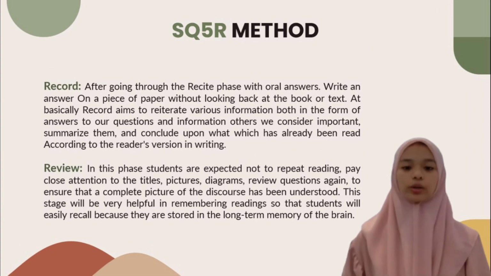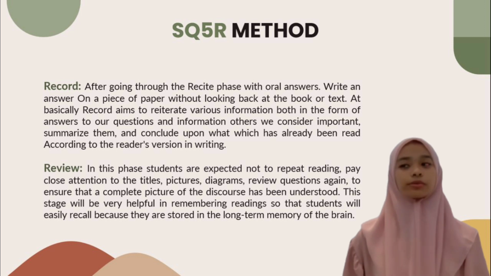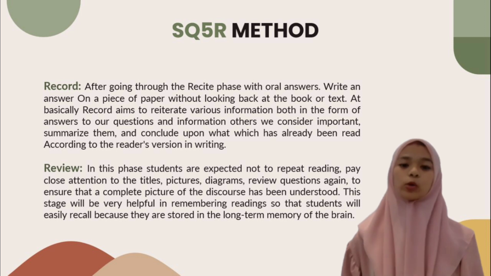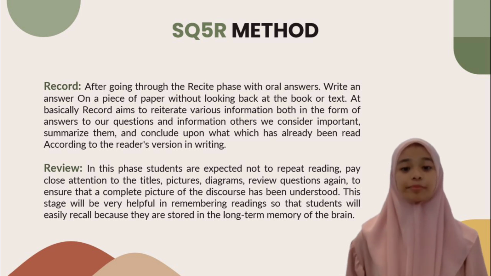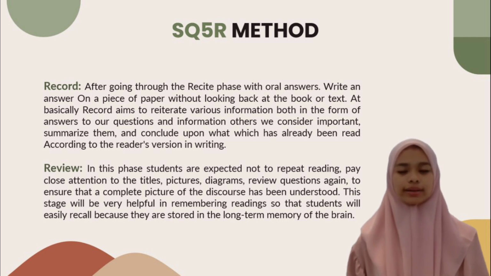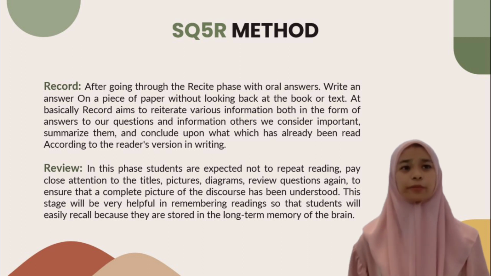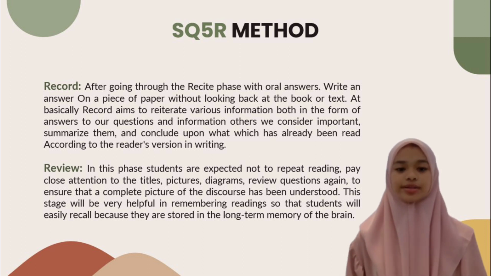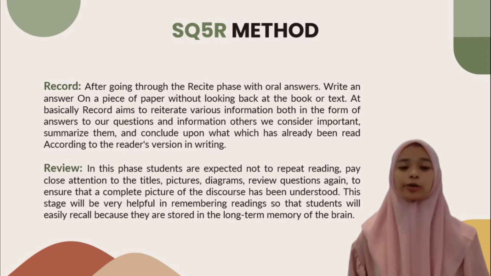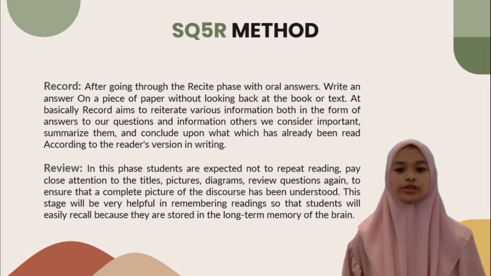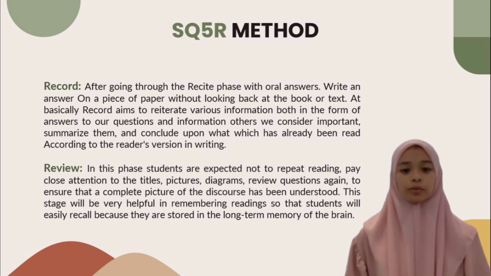Okay, next is record. After going through the recite phase with oral answers, write an answer on a piece of paper without looking back at the book or text. Basically, record aims to reiterate various information, in the form of answers to our questions and other information we consider important. Summarize them and conclude what has already been read according to the reader's version in writing.